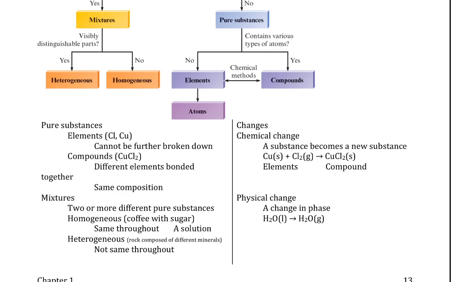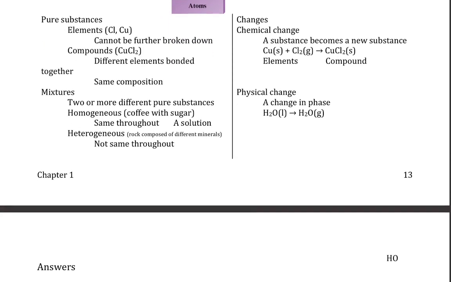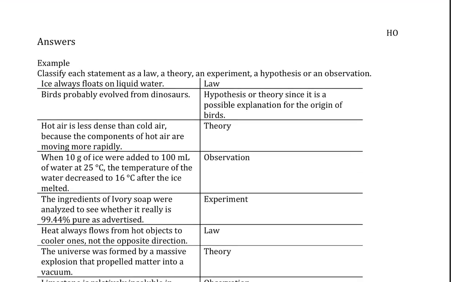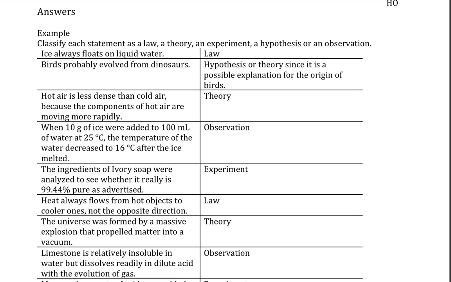A physical change is when we have the same substance before as after the change, but it's in a different phase. Like when we take liquid water and boil it to gaseous water, we still have H2O. We have just changed its phase. Or when we melt ice, it's gone from solid to liquid. Same H2O, but just different phase. So that completes our chapter lecture video.